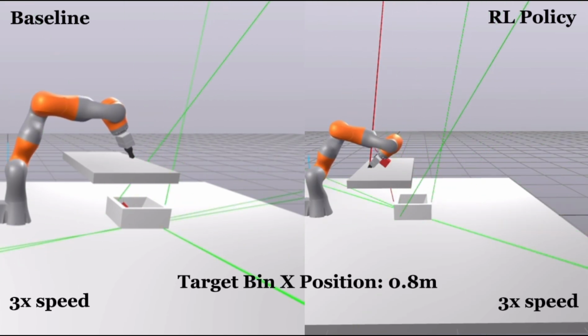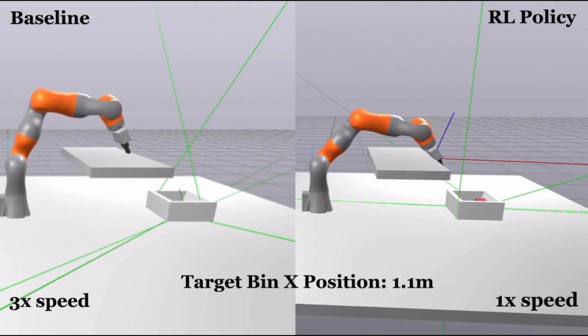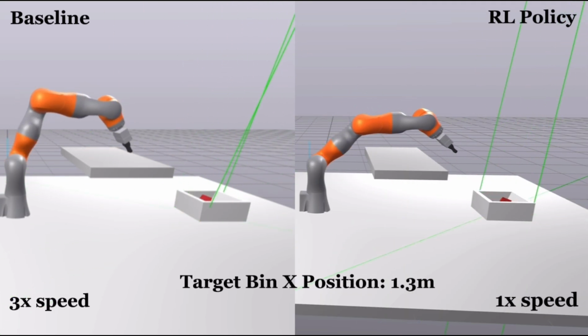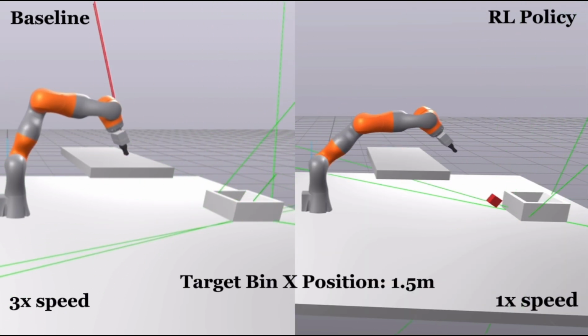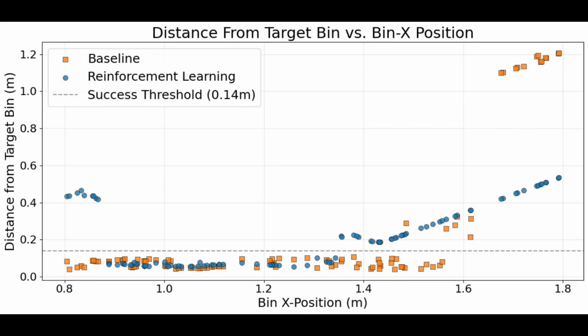First, looking at the bin location task, the baseline achieves reliable success for bin locations between 0.8 and 1.5 meters. On the other hand, the RL policy only achieves reliable success for bin locations within 0.9 and 1.35 meters. However, this is still a significant and promising result for RL. Despite being trained on discrete bin locations, the policy was able to generalize for locations between these values.